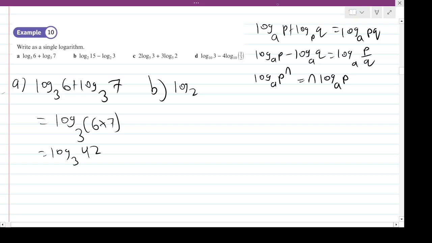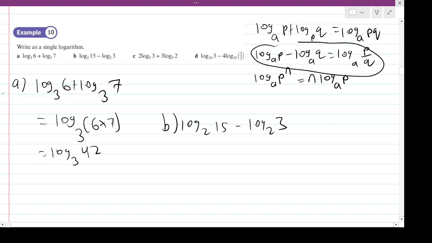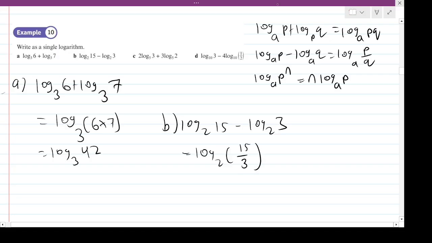Okay, part B, we have log 2 of 15 take away log 2 of 3. So if we're taking away two logs, we're going to be using this second one here. So as a single log, that's log 2. We're going to divide the first, 15, by the bottom, 3. So if we do that, log 2 of 5. 15 over 3 is 5, and that is my answer.